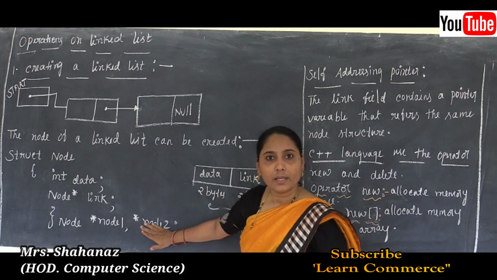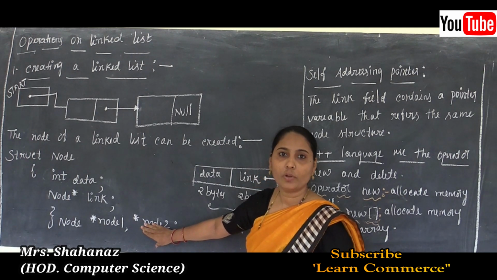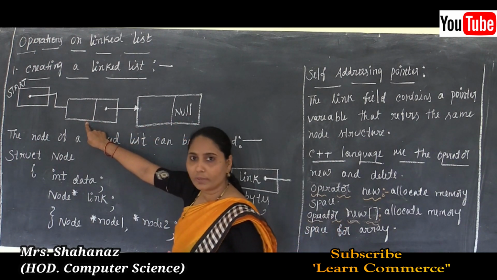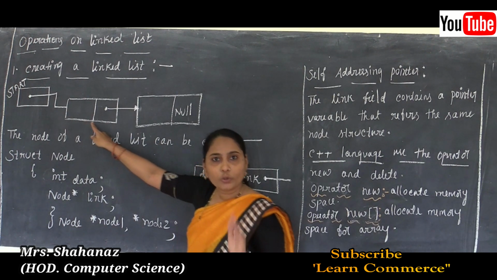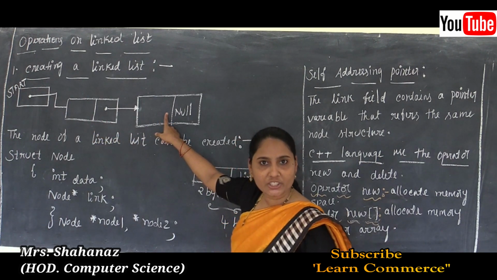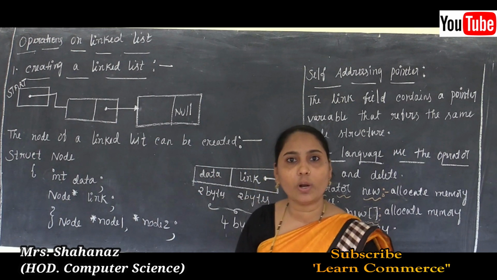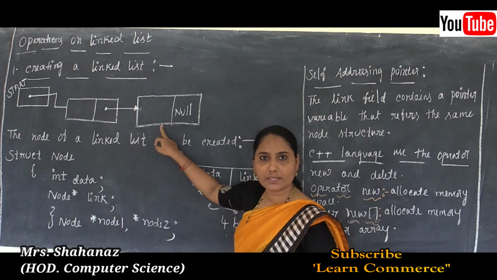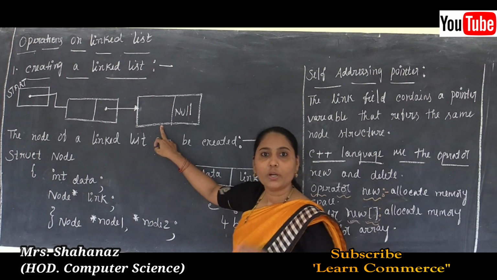So the linked list is a linear data structure which consists of a group of nodes, and all those nodes, whether it is one node, two nodes, three nodes or many nodes, are sequentially arranged. What do we mean by sequential? Sequential means arranged one after another. And we know that the node is composed of two fields.